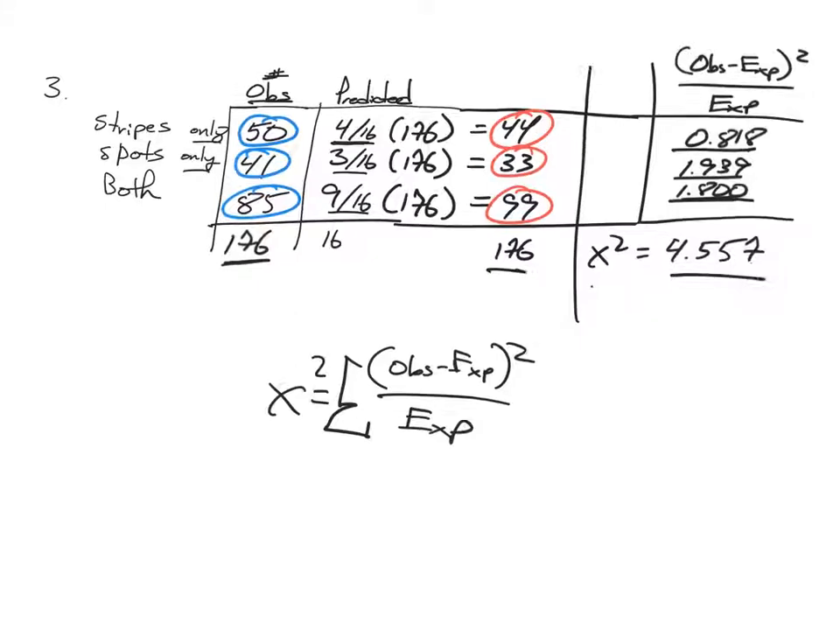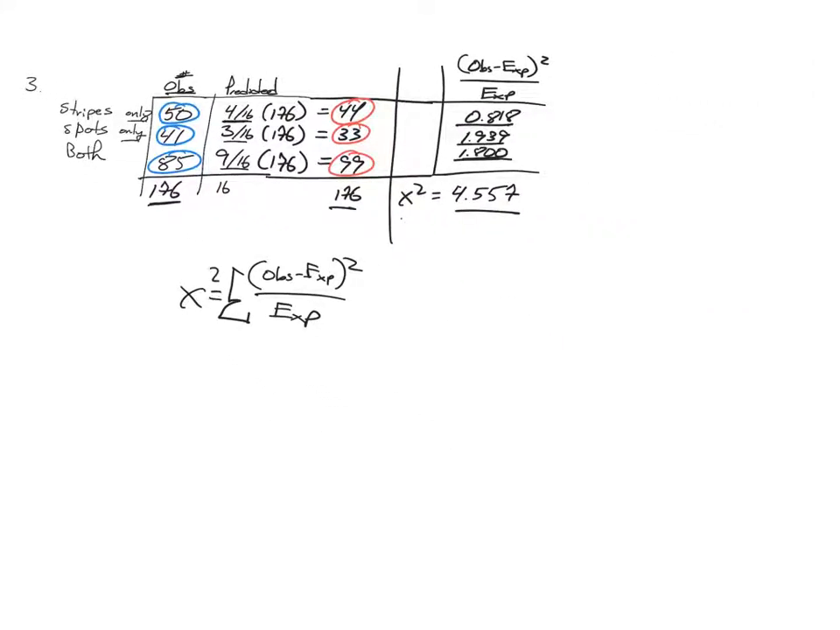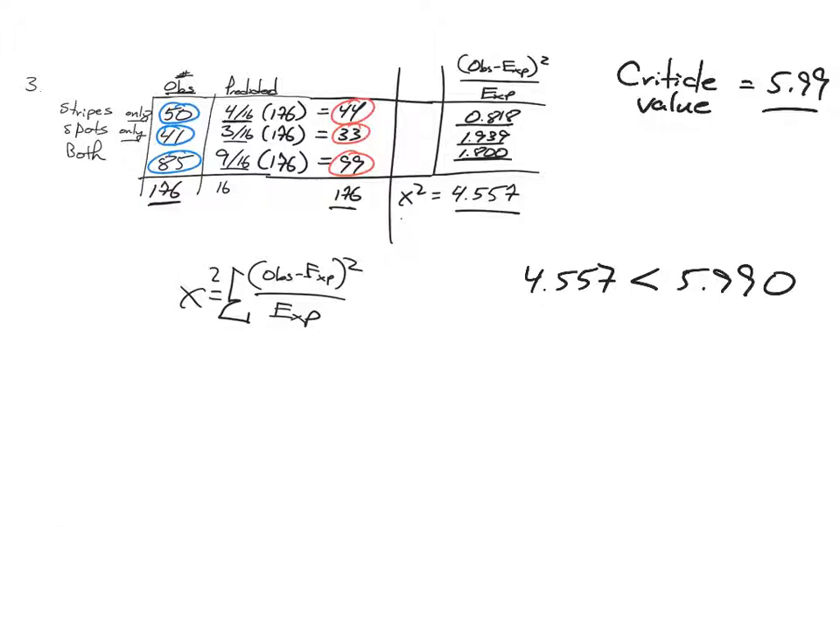Who can look at their chart? How many degrees of freedom do we have in the chart? 2 degrees of freedom. At 0.05, what's our critical value? 5.99. So 5.99 is our critical value. Is our chi-square smaller than our critical value? It is, because 4.557 is less than 5.990. Do we agree?